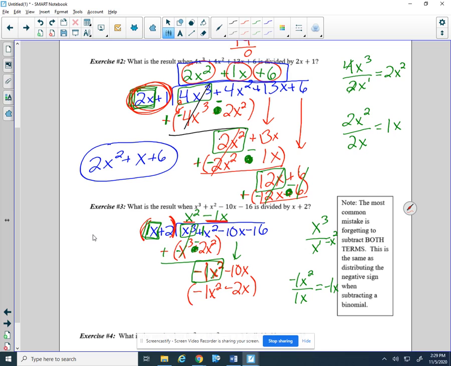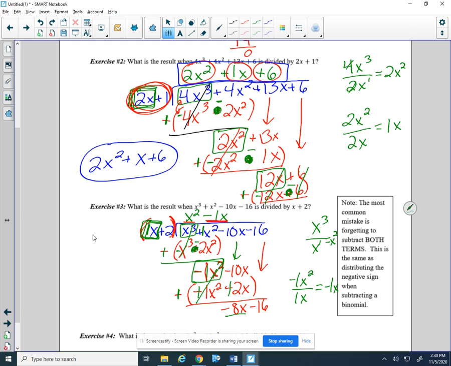And we are going to subtract. So this time when I subtract, I'm going to make an addition and change both of my signs. So here it cancels again, negative 1x squared plus 1x squared cancels, as usual. And negative 10x plus 2x is going to give me negative 8x, right? Because the negative 10 is bigger. We bring down our negative 16.